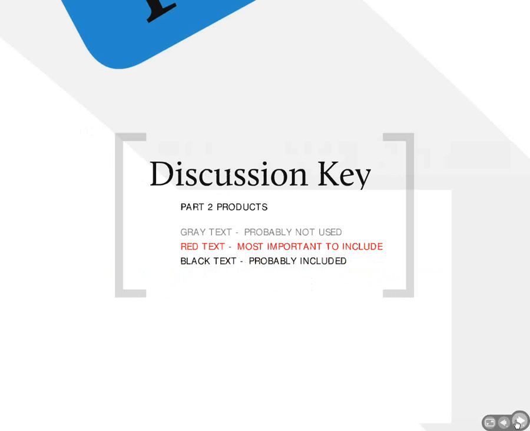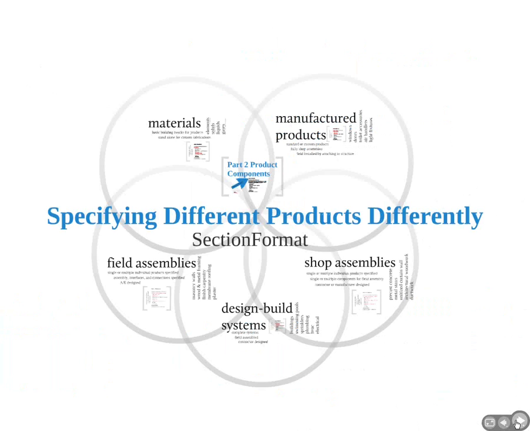So if we back up and look overall at what we're going to be talking about, Lewis and I have split this up into 5 different groups of products or materials in this case. We have the materials, the manufactured products, shop assemblies, field assemblies, and then design build systems. And that's the order that we're going to take this presentation in.